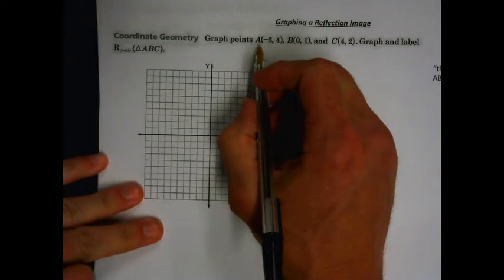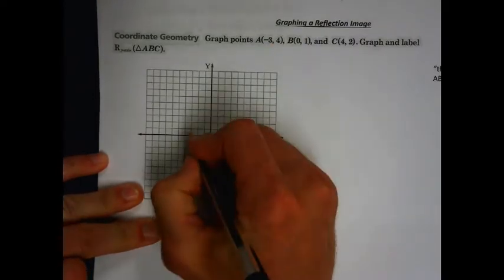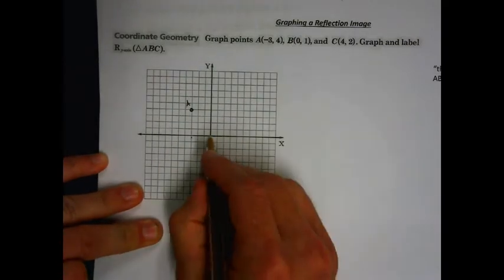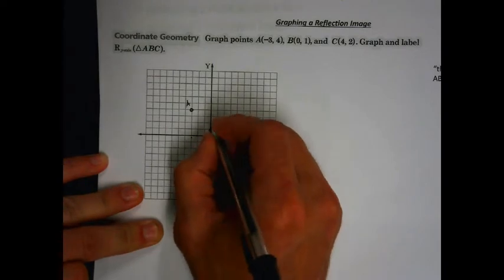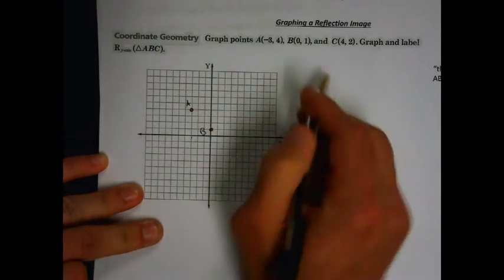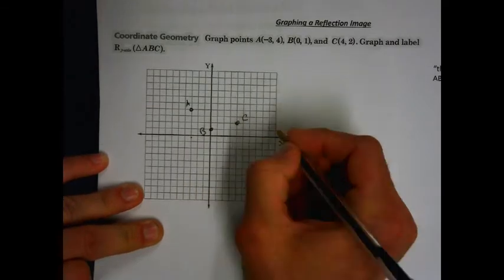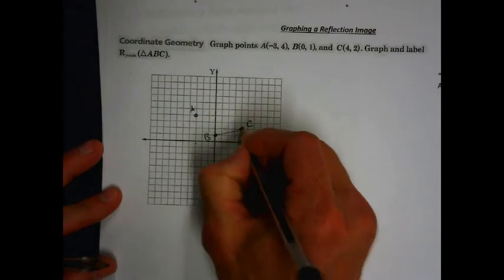Let's do that. So point A is at -3, 4. Remember how that works. -3 in the x, +4 in the y. There is point A. Now we're going to graph point B. 0 on the x, 1 on the y. Here is point B. And then C is at 4 on the x, 2 on the y, and there is point C. Now you can see a nice little triangle about to present itself.